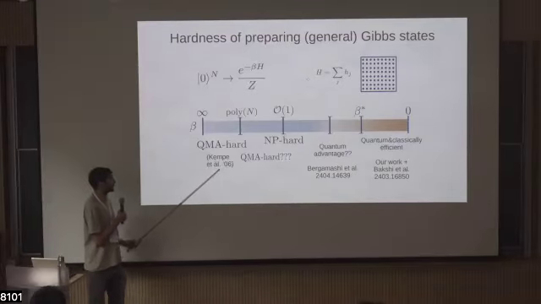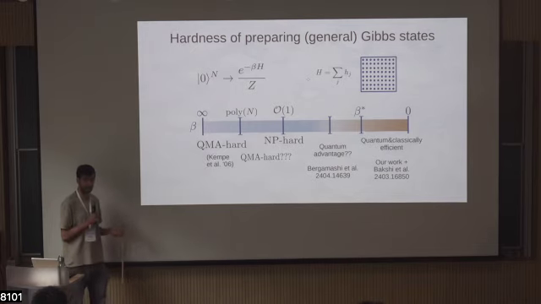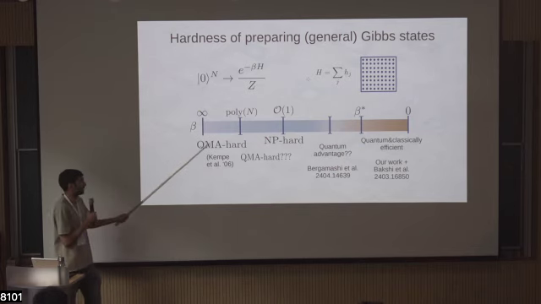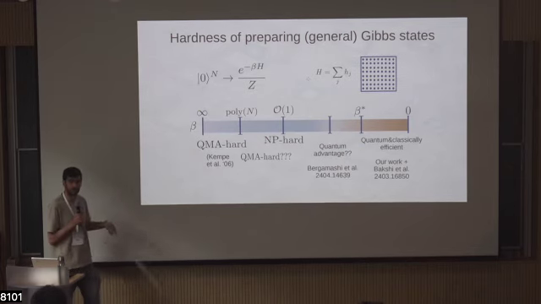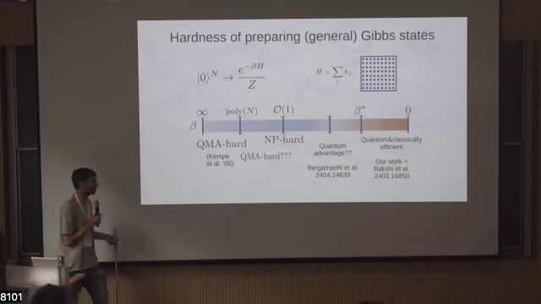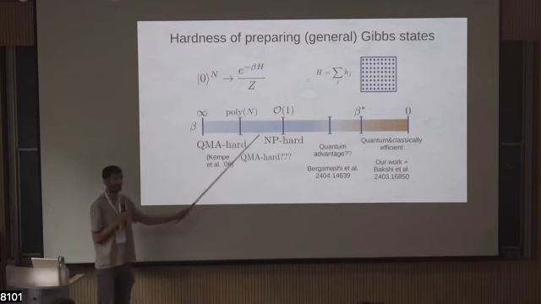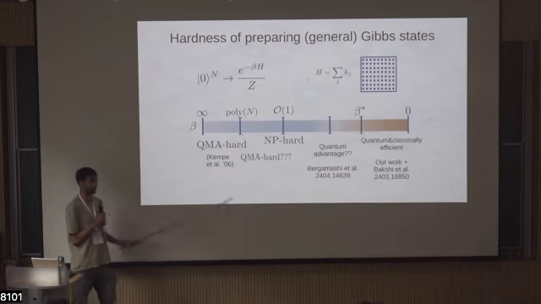On the other hand, we know that for very low temperatures, the problem of preparing Gibbs states is going to be QMA hard, so very hard even for quantum computers, right? Essentially, the reason is that for very low temperatures, the Gibbs states approximate ground states. And there's a question about whether this hardness also holds for higher temperatures, maybe going all the way to order 1, actually.